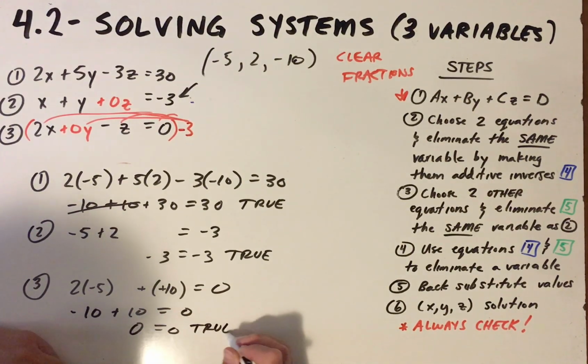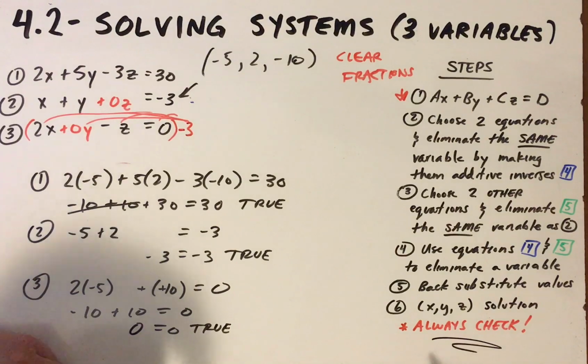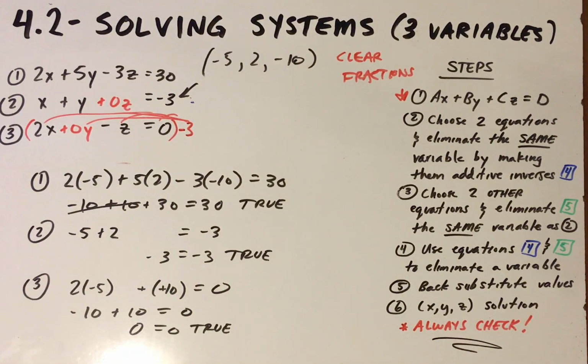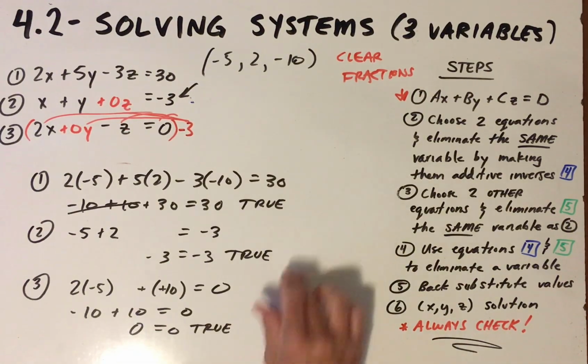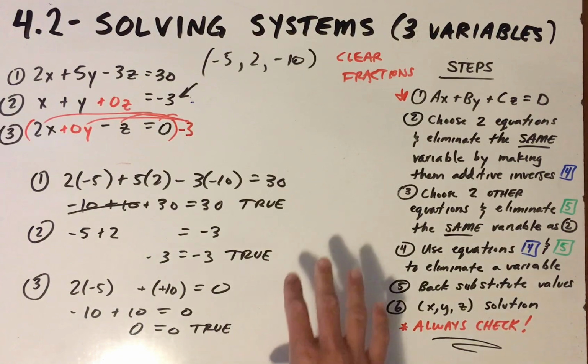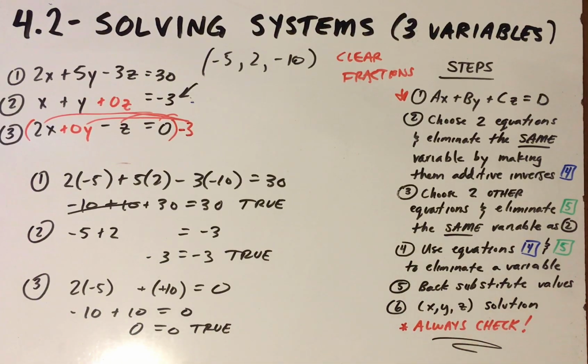That is also true. Now, again, you should always check, but I'm not going to take the time in the videos to check every single solution that I get. And of course, if you have an inconsistent solution that says no solution, there's really no way to check that, and same with infinite solutions. But if you get an actual ordered triplet, you can plug it back in and check to say, hey, is it true in all of them? If it is, then it is a solution to this system.